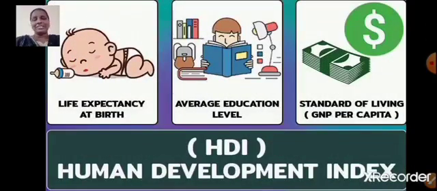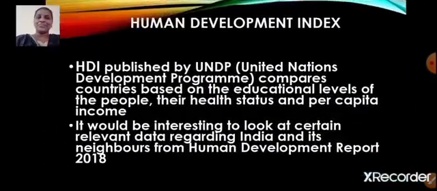Now let us proceed further. Now we are going to talk about Human Development Index. Human Development Index, published by United Nations Development Program, compares countries based on the educational levels of the people, their health status and per capita income. It would be interesting to look at certain relevant data regarding India and its neighbors from Human Development Report 2018.